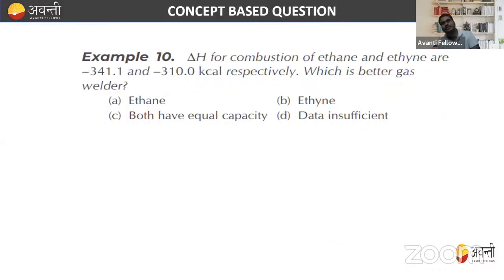Now, this is a very simple question. In this question, delta H for the reaction is already given, and you just have to calculate the calorific value, right? So how will you calculate this? Delta H of combustion for ethane and ethyne are given. Which is the better gas welder? It means which one will produce more heat, which has the higher calorific value. Those having a good calorific value make a better gas for welding, right?